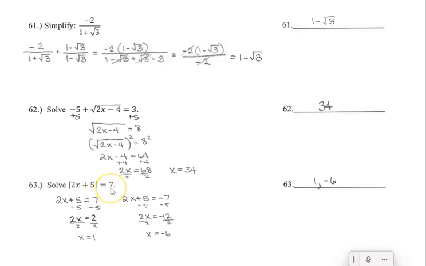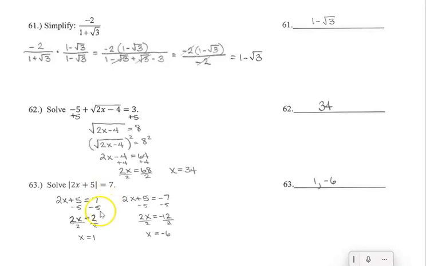For number 63, when you have an absolute value equation, we're going to take what's inside the absolute value and set it equal to a positive and a negative of what's on the other side. So we took what was inside the absolute value, 2x plus 5, and set it equal to a positive 7 and a negative 7 because we set it equal to a positive and a negative of what's on the other side.